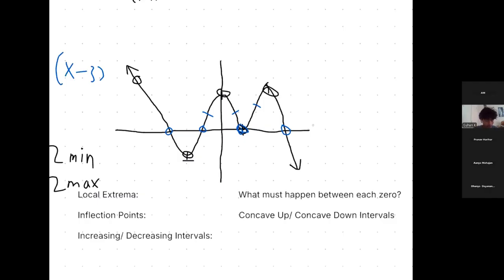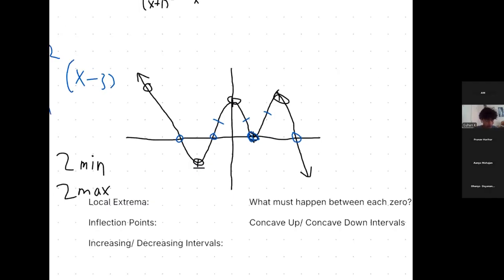So it's going to be concave down from here to here, concave down from here to here, and back to concave up from here to here, and then concave down again from here to here, and it's infinitely concave down after that.